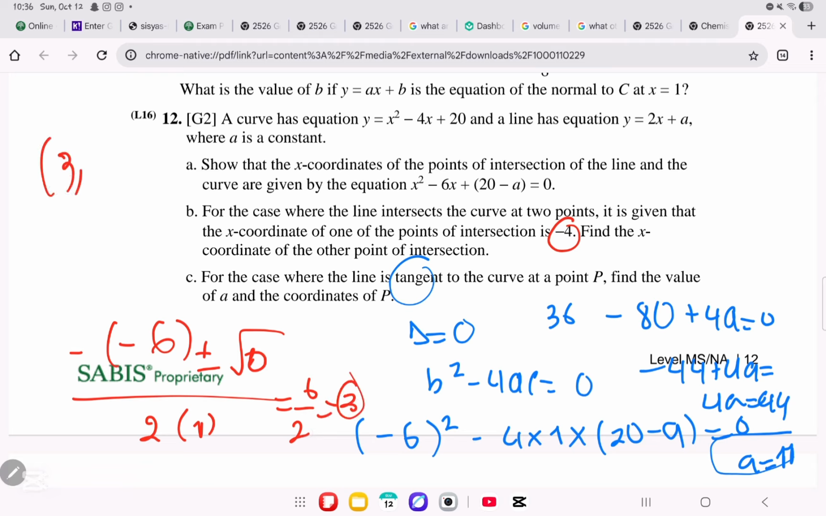What about y? You need to substitute it in the original equation, which was here. So we need to substitute it into this equation over here. So it would be 17. That's it for question number 12.